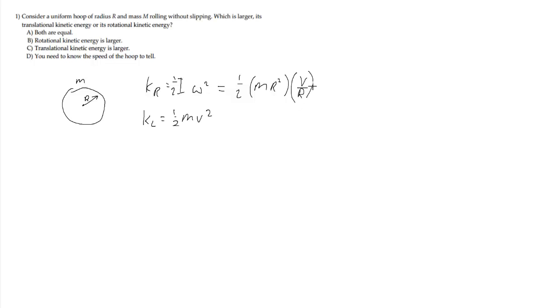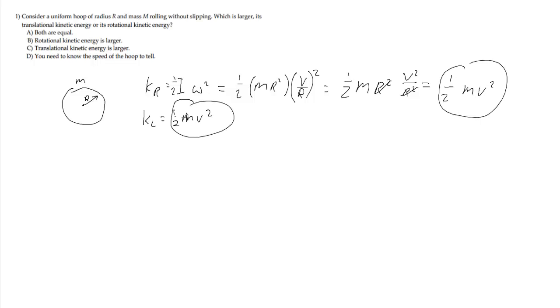So we convert this to v over r squared, which becomes 1/2 mr squared times v squared over r squared. Noticing that we can cancel out these r's, we get this, which is just equal to 1/2 mv squared. And would you look at that? These actually have the same value, so our correct answer is A. They are both equal.